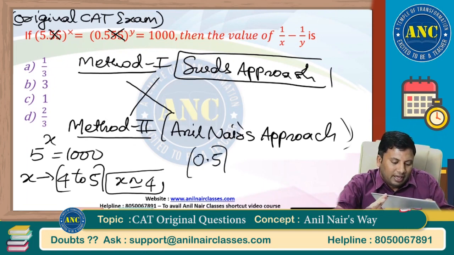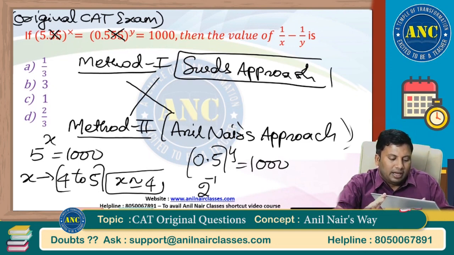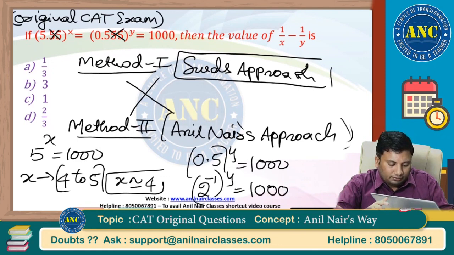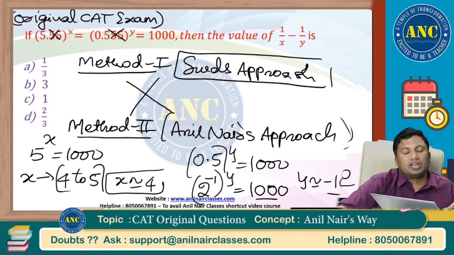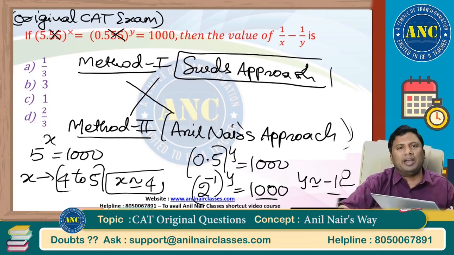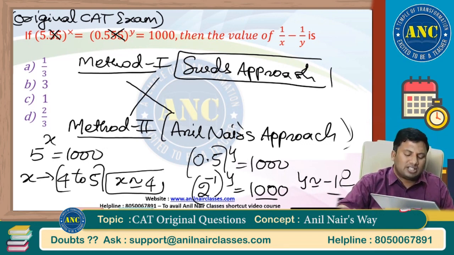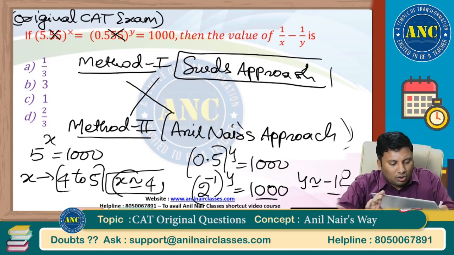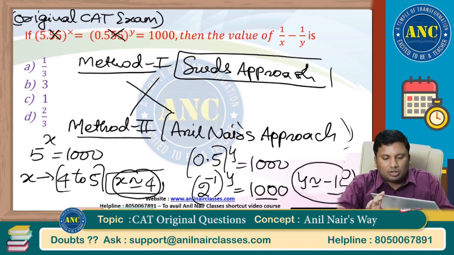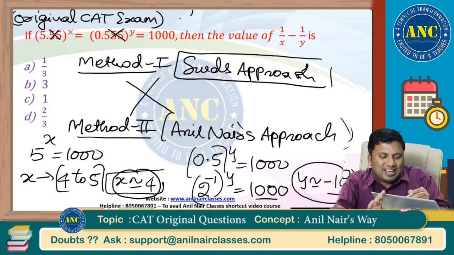0.5 power y is equivalent to 1000. This is 2 power minus 1, to the power y, equivalent to 1000. Can I say y is closer to minus 10? Why? Because what is 2 power 10? 1024. Yes or no? So y should be minus 10. Minus 1 into minus 10 is 2 power 10, and 2 power 10 is 1024. So x is closer to 4, and y is closer to minus 10.